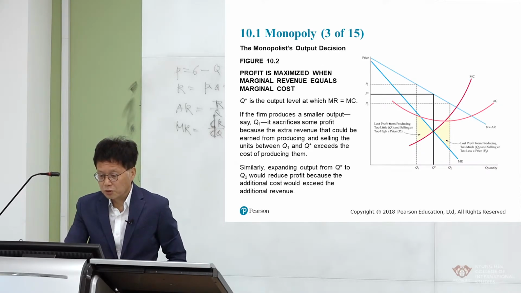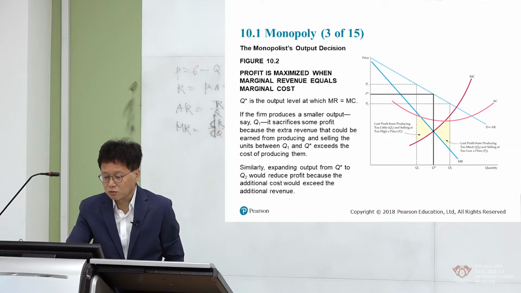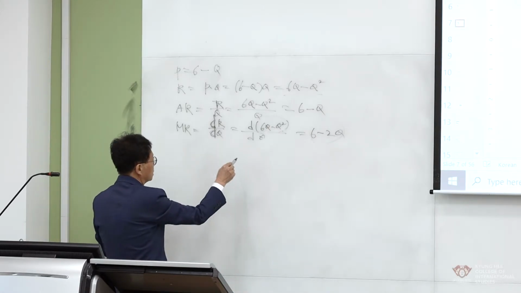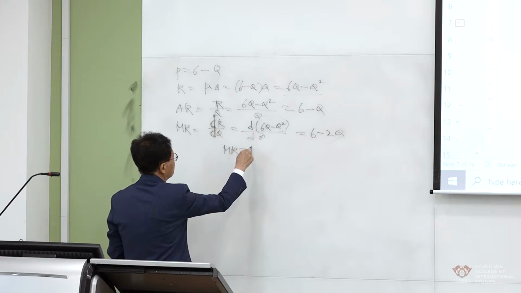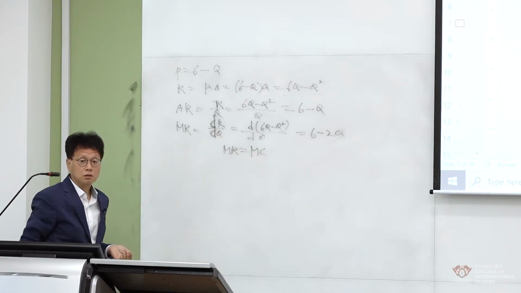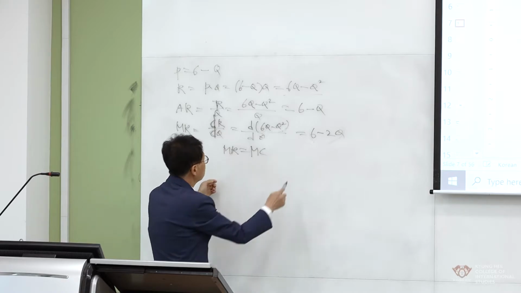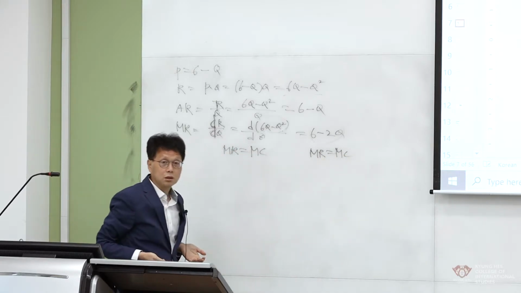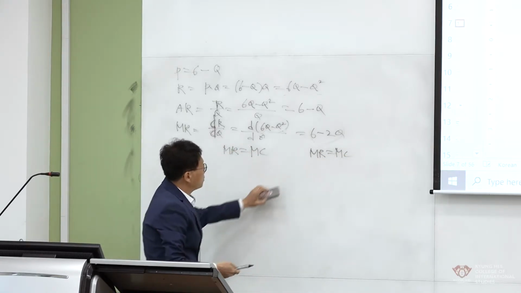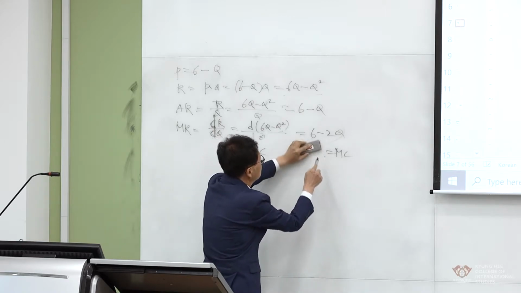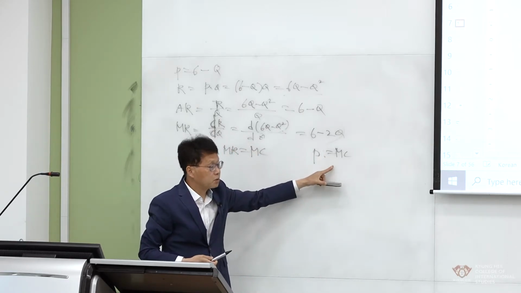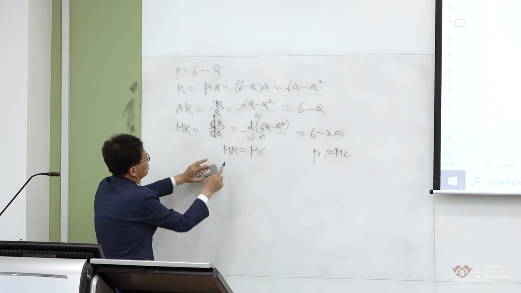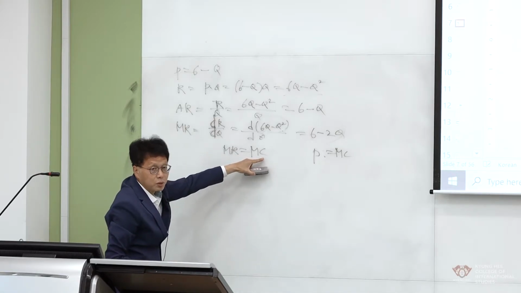The monopolist's output decision. Profit is maximized when marginal revenue equals marginal cost. The profit maximization condition is the same: marginal revenue equals marginal cost. When the market is perfectly competitive, marginal revenue is equal to price, and that is the profit maximization condition there, right? But here, marginal revenue is equal to marginal cost. That is the profit maximization condition.